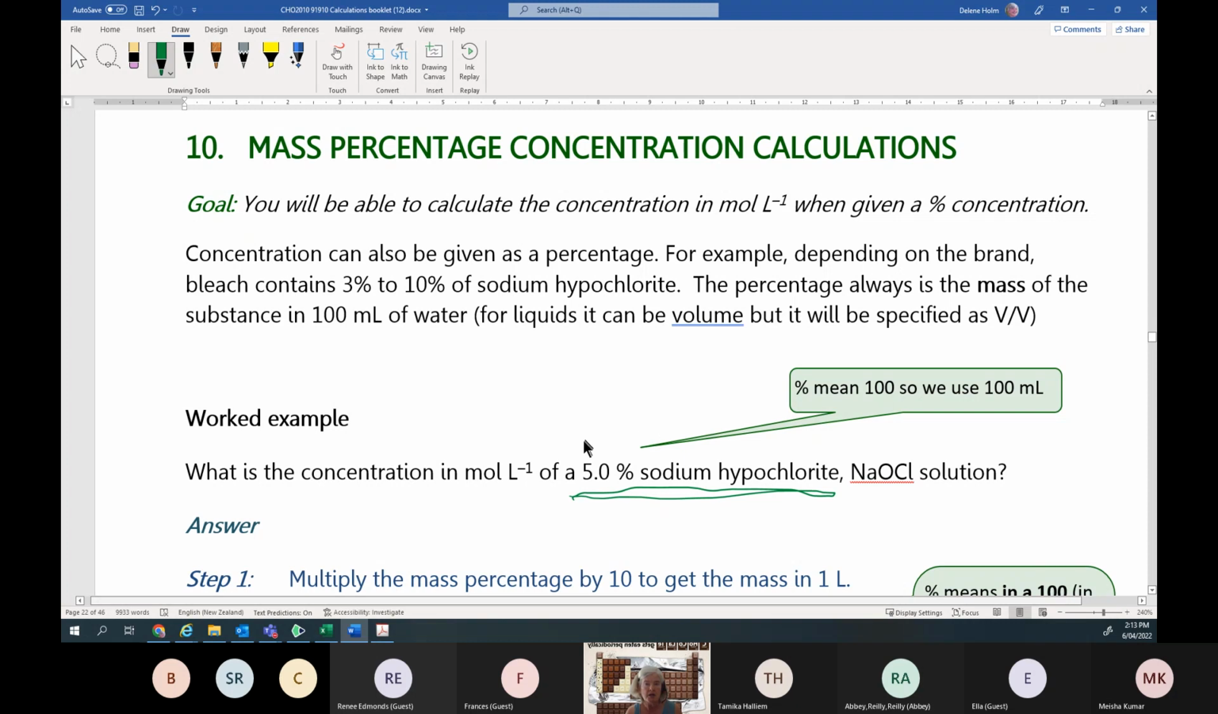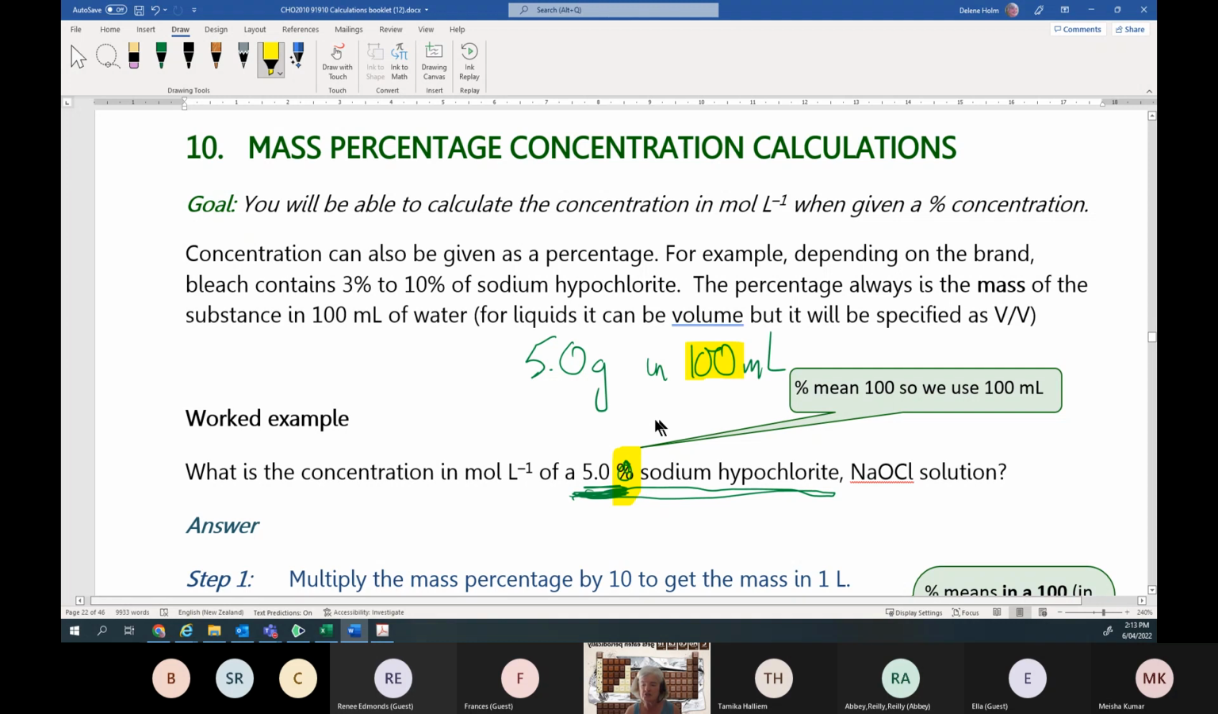And in the shop, the way things are sold, it's given as a percent. What that percent means is 5.0 grams in 100 milliliters. Why 100? Well, because percent, cent means century, 100. So that's where the 100 comes in. Anything that you get in the shop would always be the mass in 100 mils.